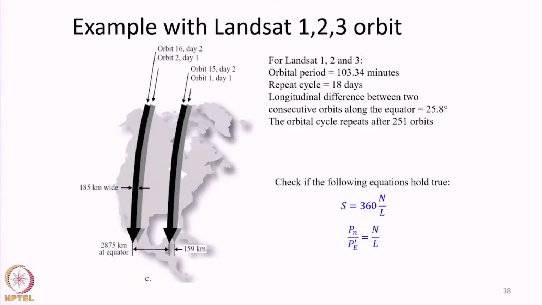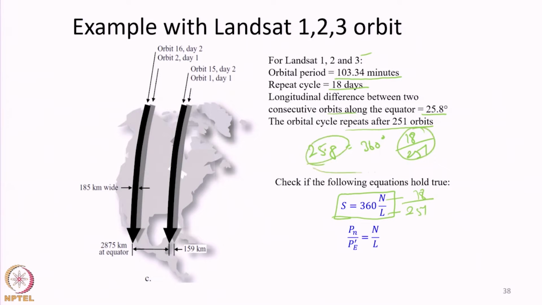See, this is again an example with Landsat 1, 2, 3. The orbital period is 103.34 minutes, repeat cycle it has 18 days, longitudinal difference between 2 consecutive orbits along the equator 25.8 degrees, orbital cycle repeats after 251 orbits. Maybe with all the data we can check if this is achieved. Okay. So, n is 18 days, this is 251 orbits, and S is 25.8. So, we can actually check it. We can play with this in order to arrange this. Everything is interrelated. The S, or the longitudinal difference between the 2 orbits, orbit 1 and orbit 2 on the same day, we can achieve by playing with this particular number based on our project needs.